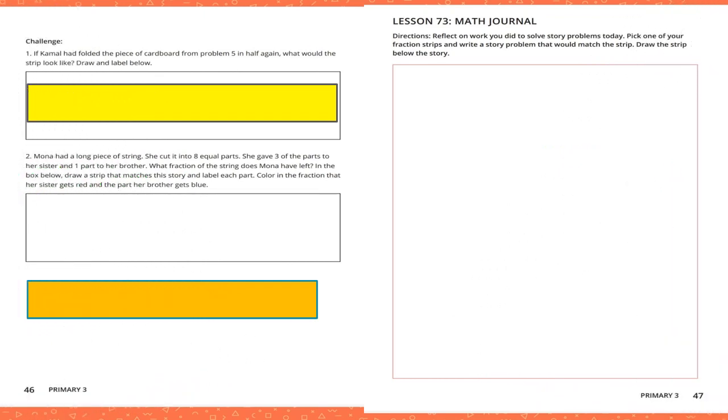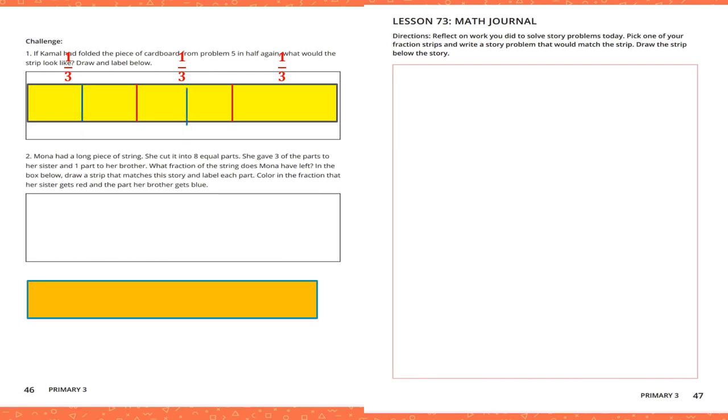Move to the challenge part. In this part, we need to think more and focus more to solve it. The challenge part. Number 1, if Kamal had folded the piece of cardboard from problem 5 in half again. Focus with me. It was like this. One piece like this, and he divided it into thirds. So each part was a third. Then he divided each part of thirds into another half.